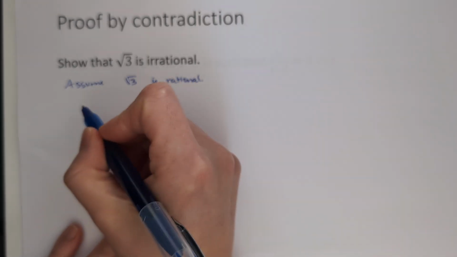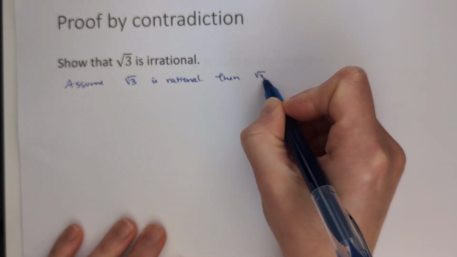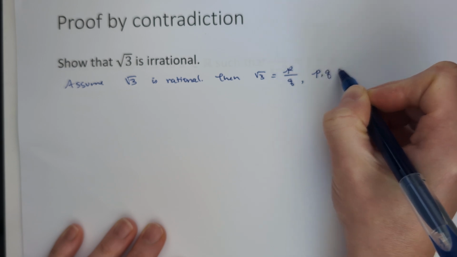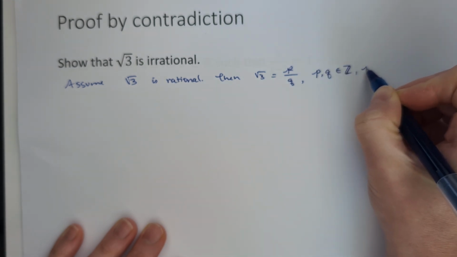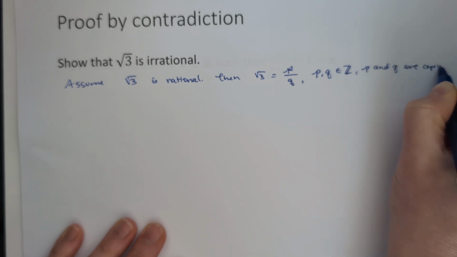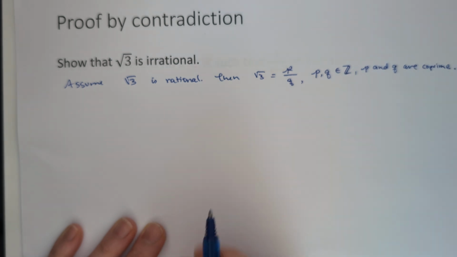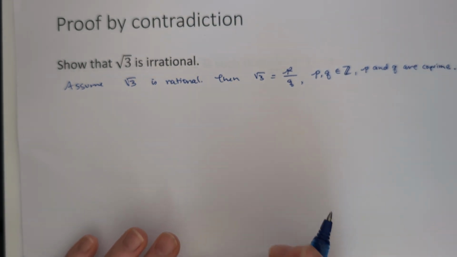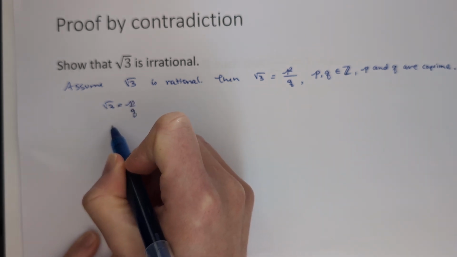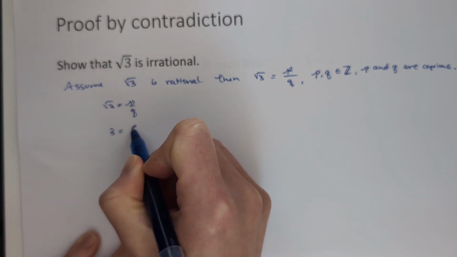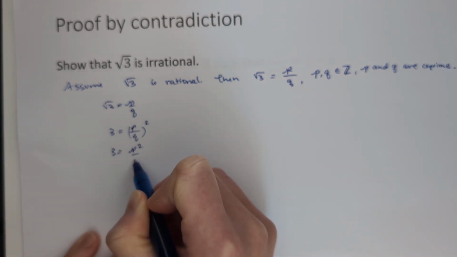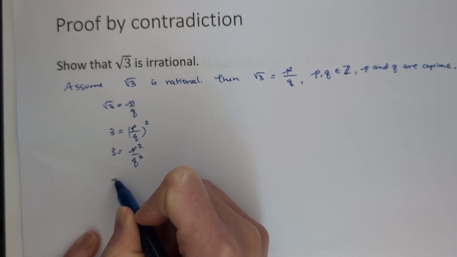So that means you can write the square root of 3 as p over q, where they are both elements of the integers, and p and q are co-prime, which means they have no common factors. So what we can do from there is say, if the square root of 3 equals p over q, I could square both sides and say 3 equals (p over q) squared. So 3 equals p squared over q squared.